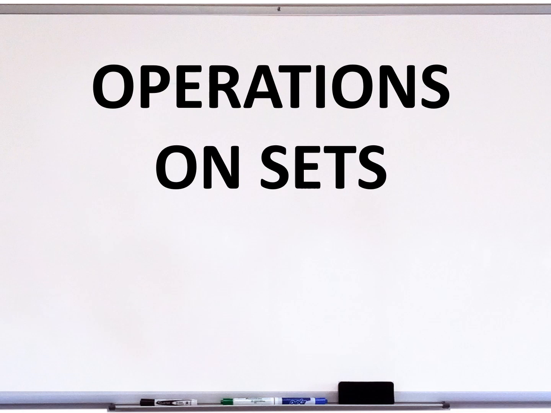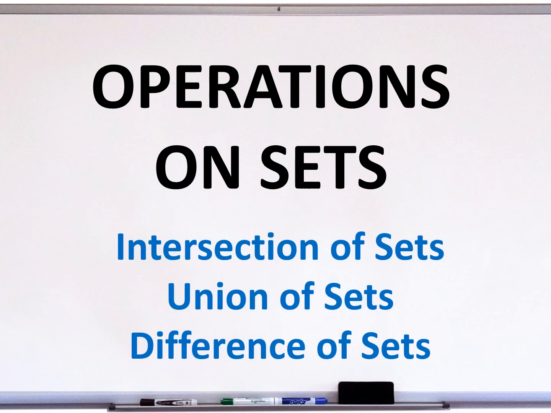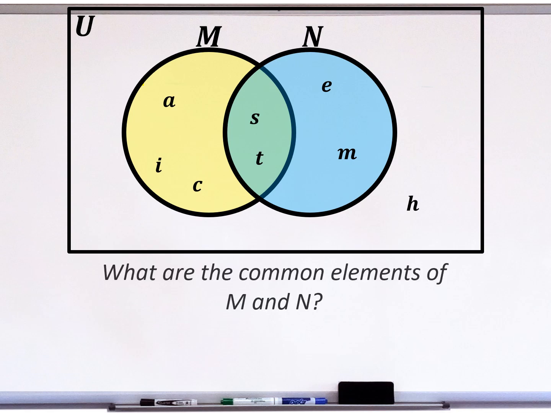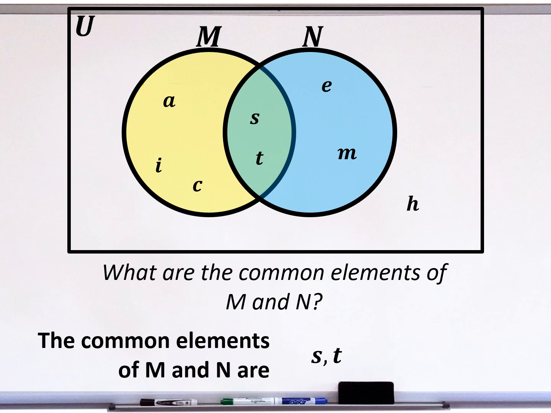And for the last topic that I will discuss to you is the operations on sets, which involves the intersection of sets, the union of sets, and the difference of sets. So what if you're given this Venn diagram? So as you can see here, what are the common elements of set M and set N? So as you can see, the answer here are the elements inside the green region, specifically the letters S and T. And so, the common elements of M and N are S and T.